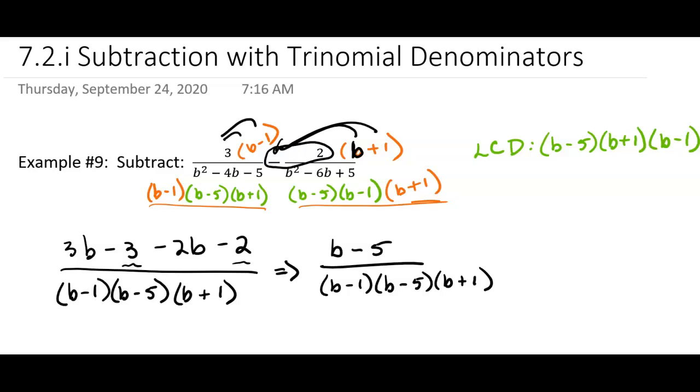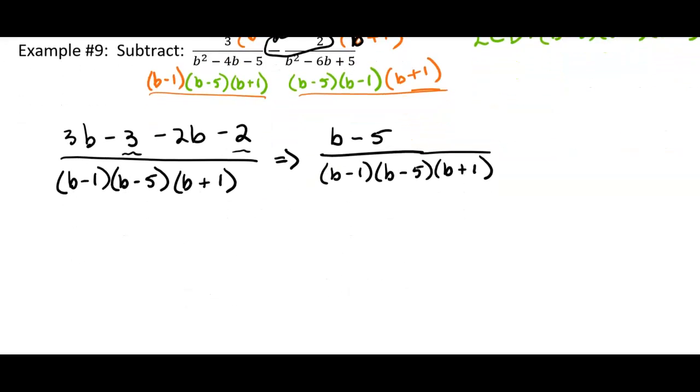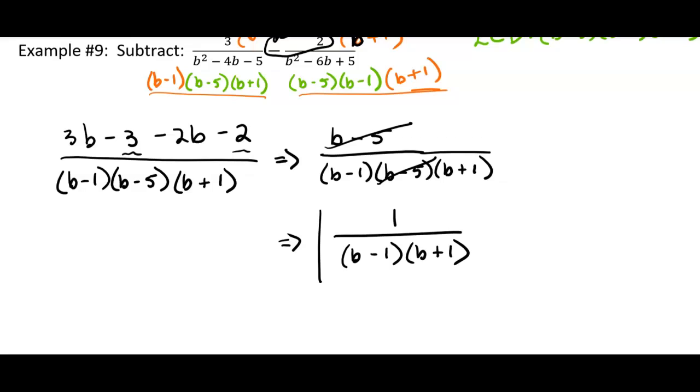Some of you are probably looking ahead going, oh, I see what's going to happen. So this time we get to simplify because the b minus 5 here can cancel with the b minus 5 there. Okay, so the numerator canceled out, but we have to have a numerator, so we're going to put a 1 there. And then the denominator is b minus 1 times b plus 1. I wouldn't multiply those binomials out. You could, but I wouldn't. I'd just leave it like that. Okay, so that one was fun.